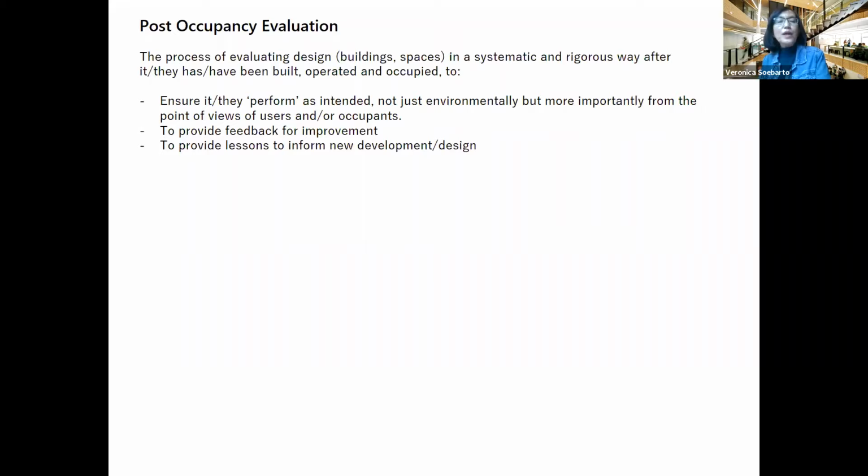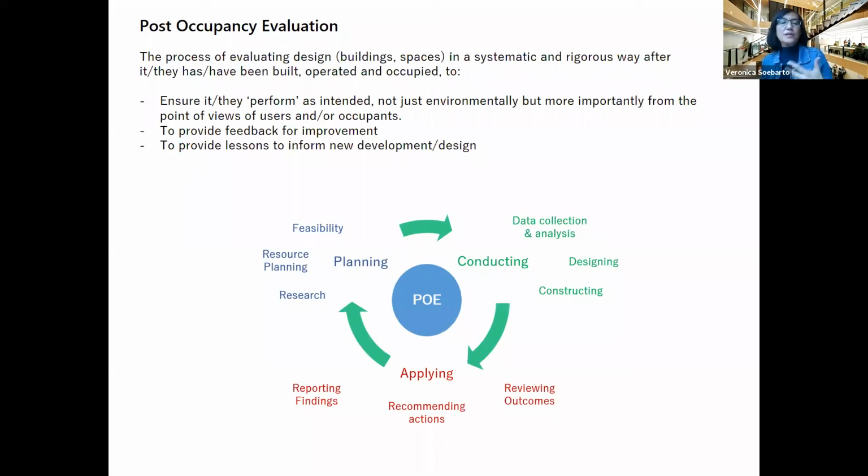But in my view, we can only know if the building performs as we intended, not just environmentally, but more from the point of view of the users or occupants, if we do post-occupancy evaluation. Because it can provide feedback so we can improve the building that we're looking at, but also provide lessons to inform new development or design.